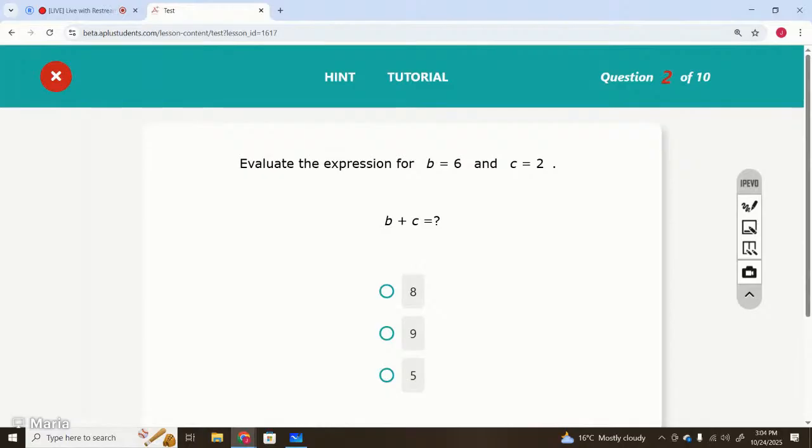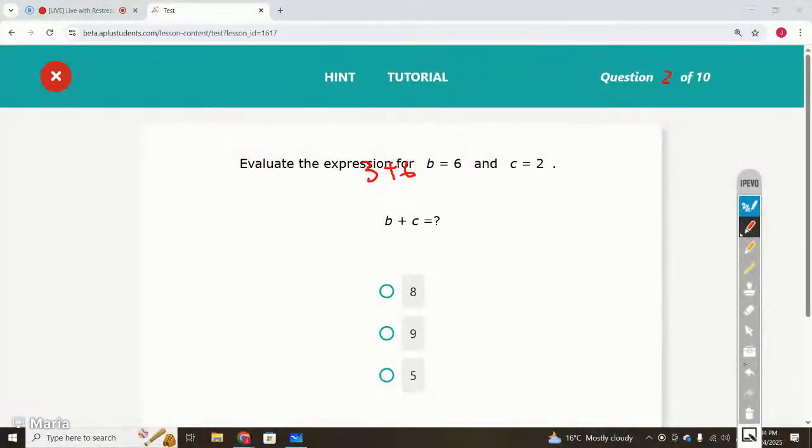Evaluate the expression for b equals 6 and c equals 2. Let's see, b plus c. b is 6 and c is 2. So 6 plus 2 equals 8. Option number 1 is the correct option, that is 8.